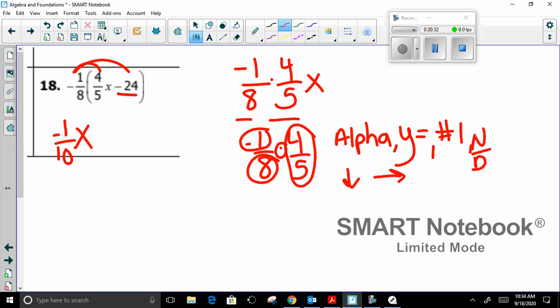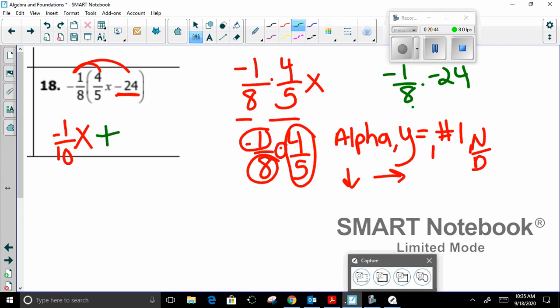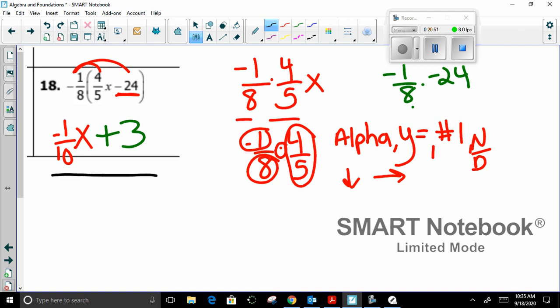And now 1/8 goes to -24. I'll do that in a different color. -1/8 times -24, and a negative times a negative leaves me with a positive. 1/8 times -24, I'm sure you're going to put that in your calculator and check, and that is going to give you +3. Now double check yourself. Can I go ahead and combine those? Only if they're like terms, and they are not. You're done.